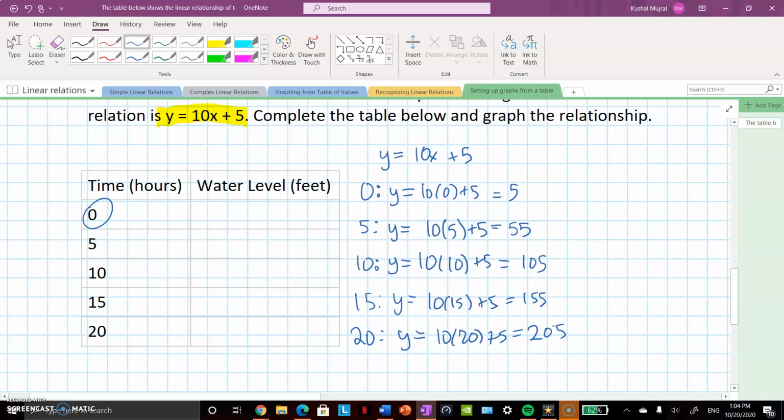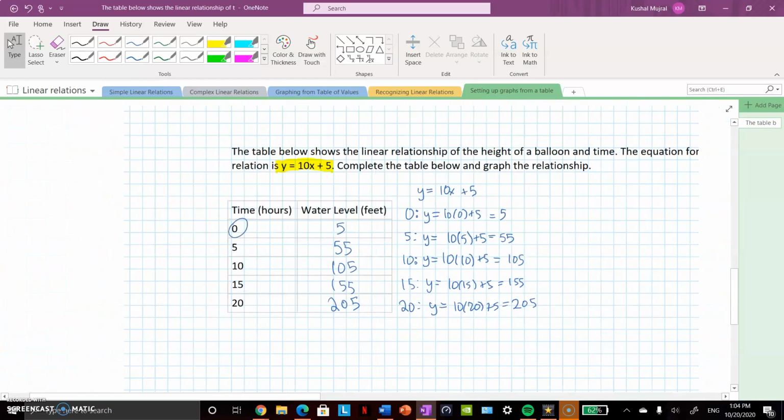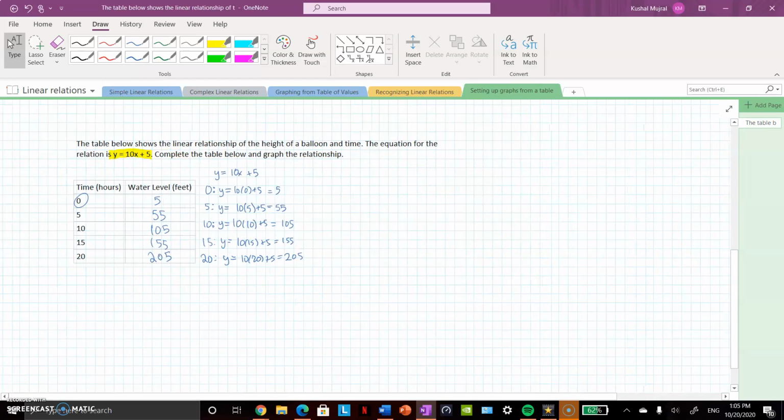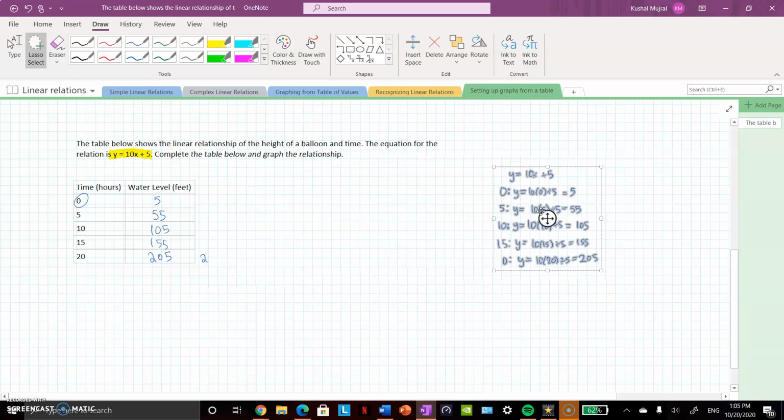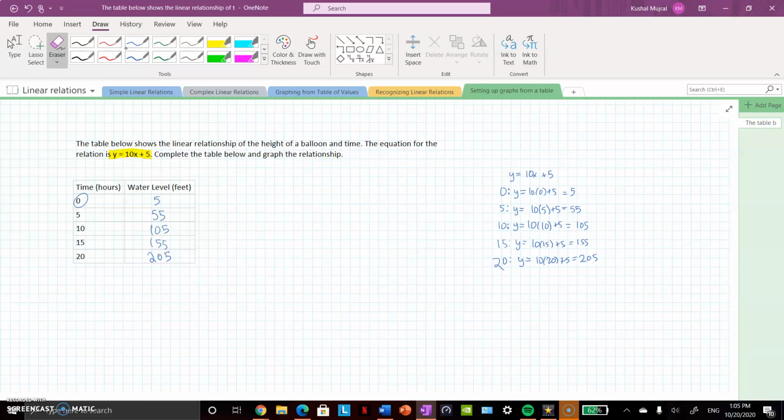So we can put these values into the table now. So this is 5, this is 55, this is 105, this is 155, this is 205, okay? So now we have these calculations. I'm just going to move these calculations out of the way. Okay, just put them on the side over here. Just missing a 2, and I'll erase this 2 over here. Okay, so now we want to make the graph.